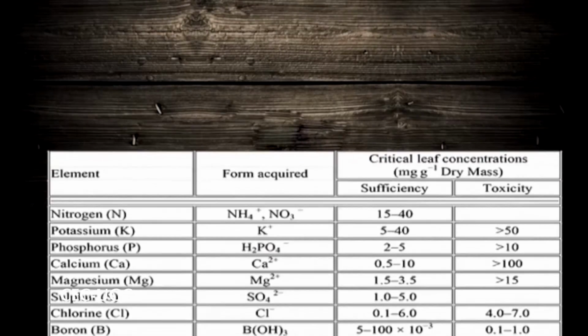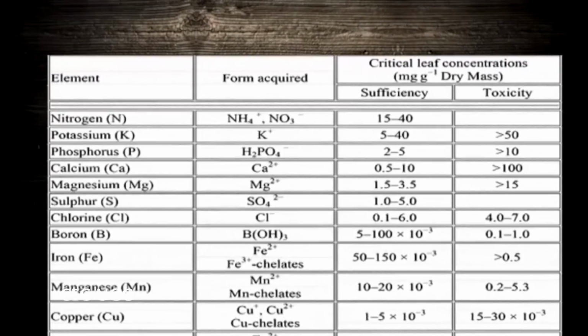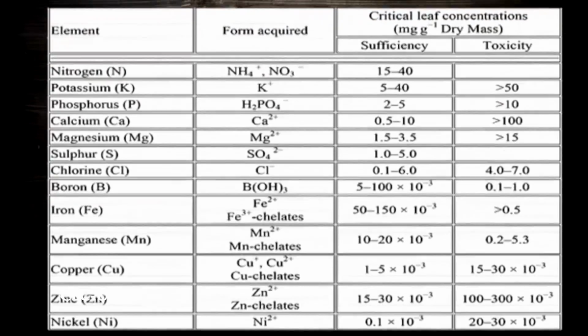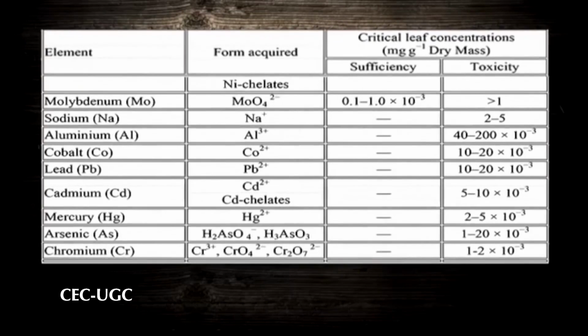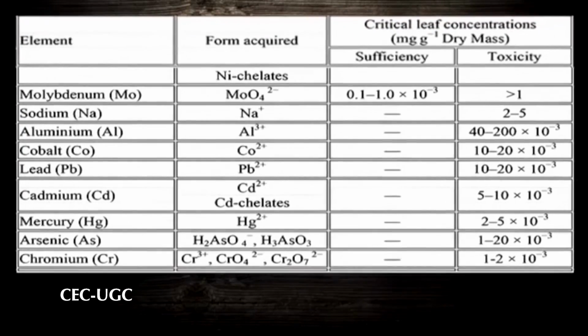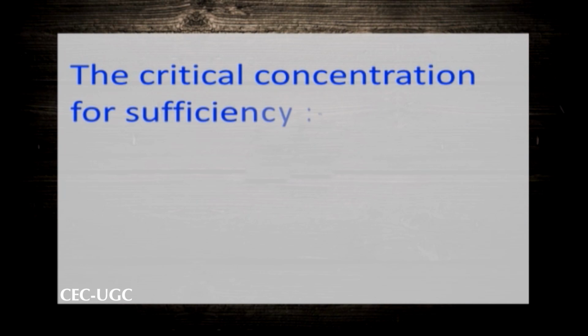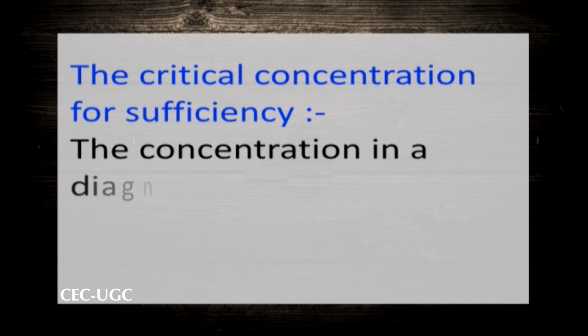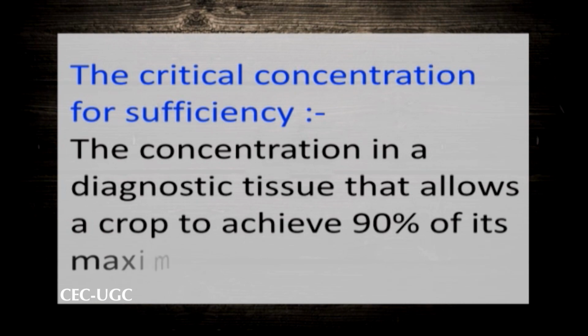Table 1 depicts the main chemical forms in which mineral elements are acquired from the soil solution by roots and the critical leaf concentrations for their sufficiency and toxicity in non-tolerant plants. The critical concentration for sufficiency is defined as the concentration in a diagnostic tissue that allows a crop to achieve 90% of its maximum yield.